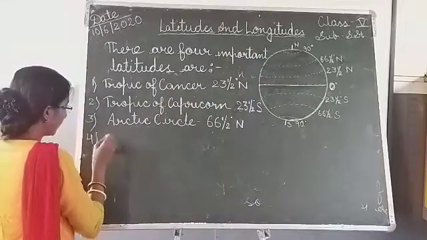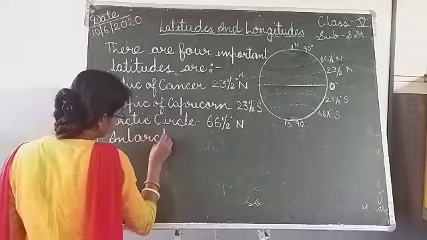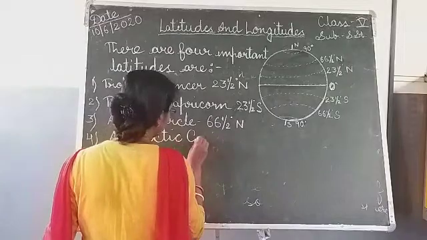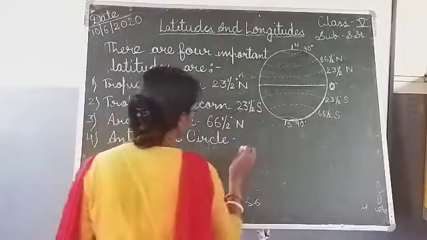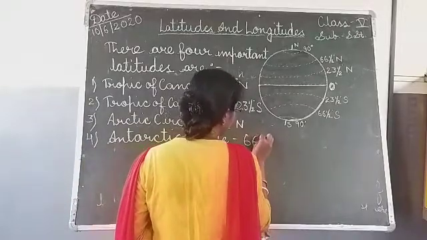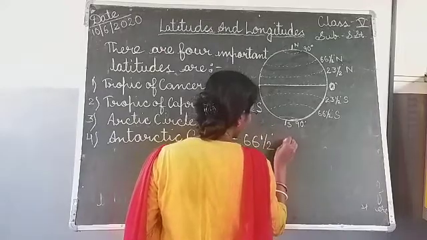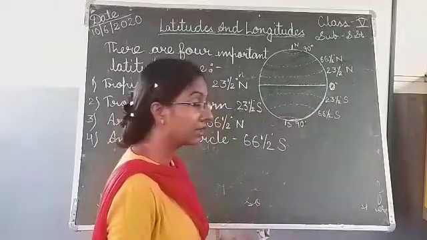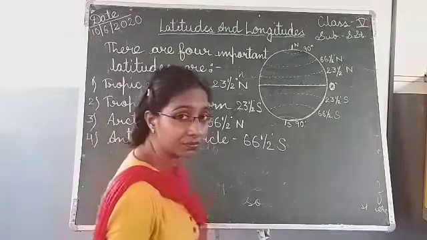And last is the Antarctic Circle. The Antarctic Circle is at 66.5 degrees south. This is the Antarctic Circle. These are the names of the 4 important latitudes.